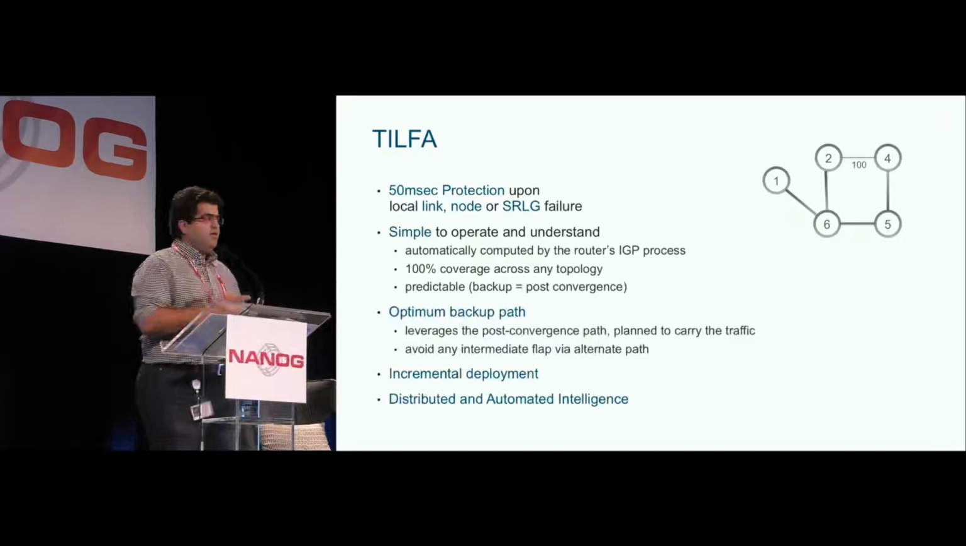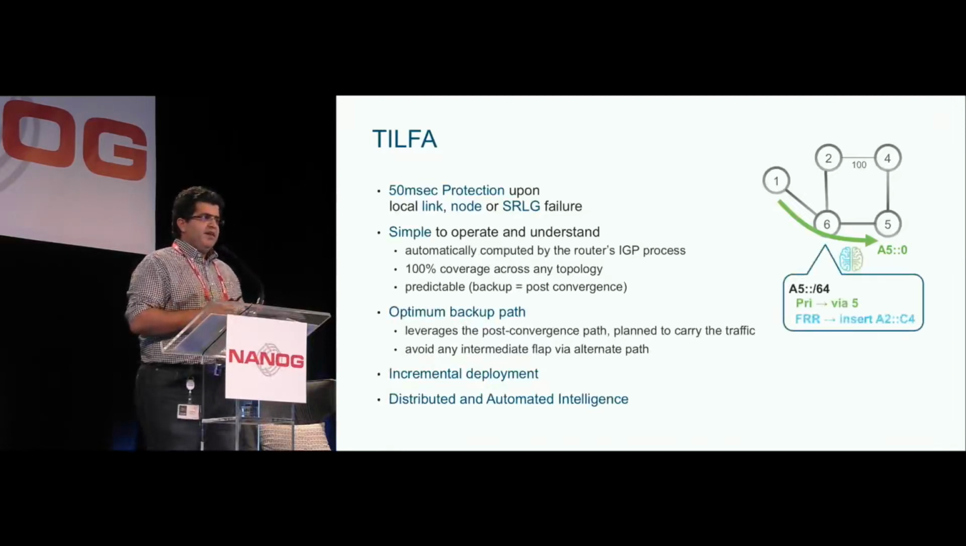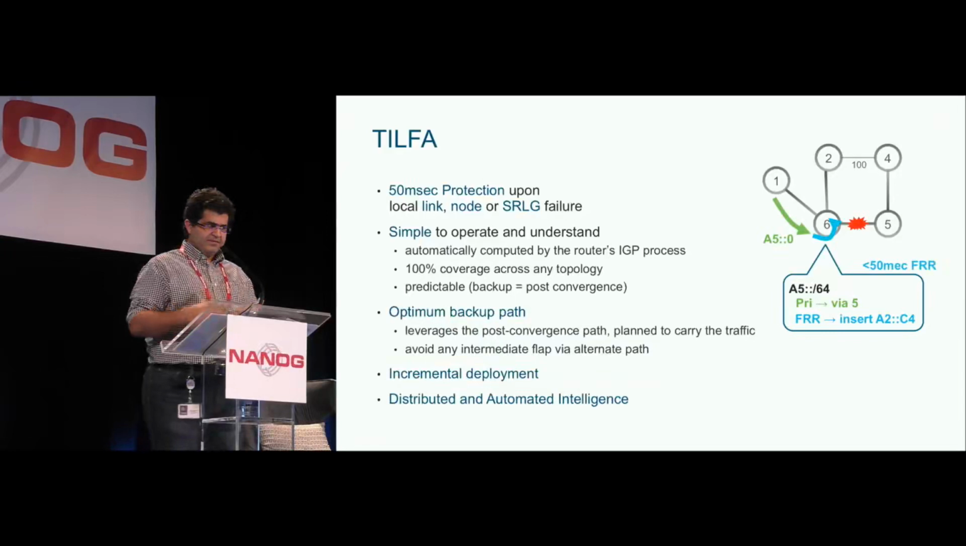So in this particular case, you have a node 6, and node 6 has an instruction to send the packet over to 5, which is normal IPv6 routing. And at 5 it will just do an end function, which I described earlier. At 6, it will also calculate using IGP fully automatically the backup path, which will insert a new A2::C4 segment in the list. So if the link between 6 and 5 fails, the packet comes to 6. 6 immediately discovers that and inserts A2::C4.